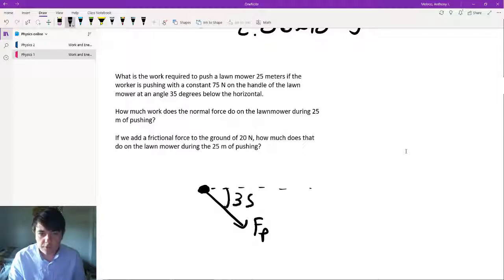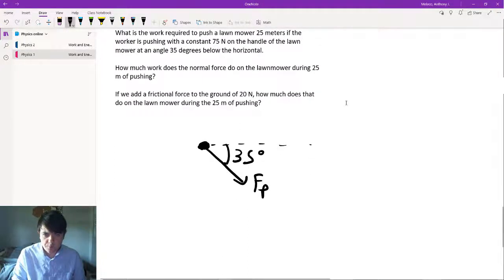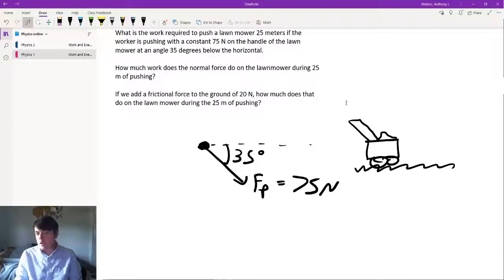So this is 35 degrees. And notice this, the force of the push here, 75 newtons, it will not be in the direction of the displacement, right? Because you're pushing a lawnmower from the side on some grass. This is a pretty poor little lawnmower here. Maybe if I had the little thing on top. And it's going to be going this way while you're pushing this way, right? So the angle between these two will be 35 degrees.